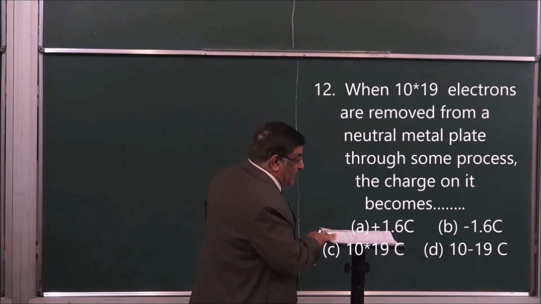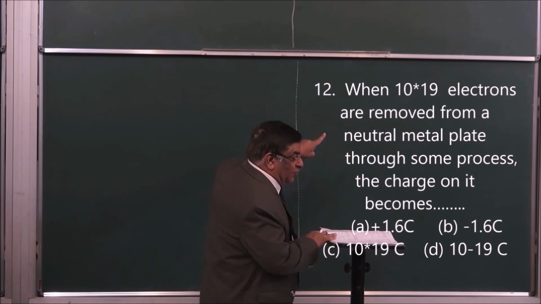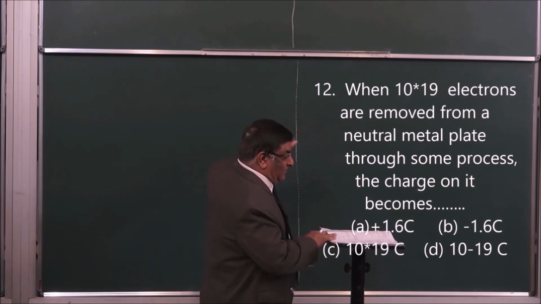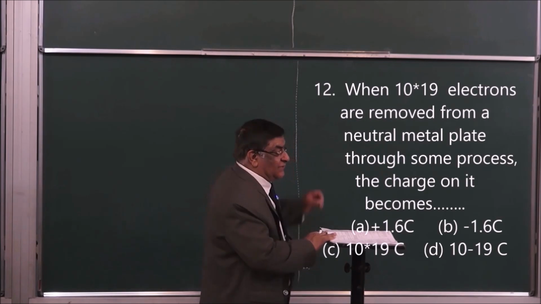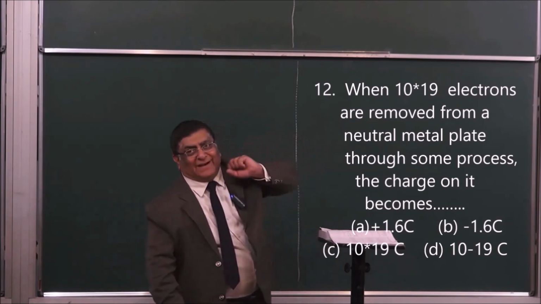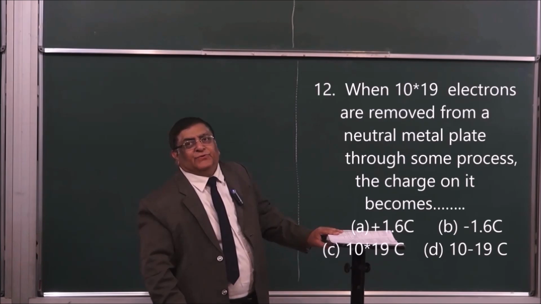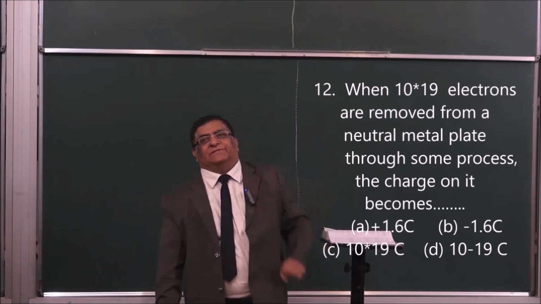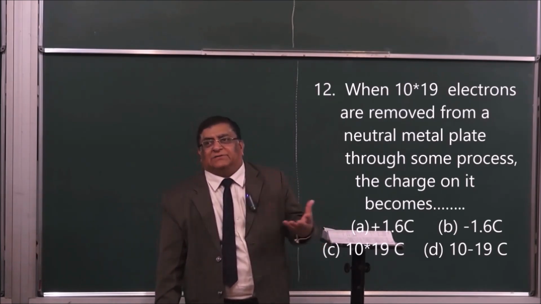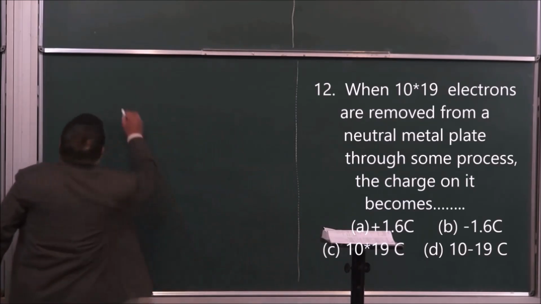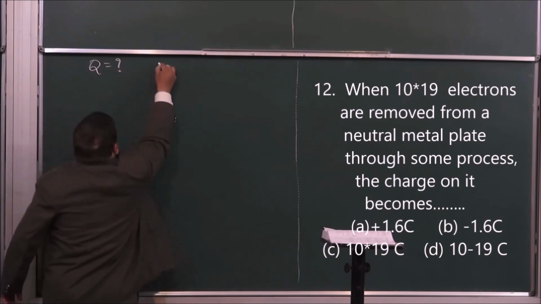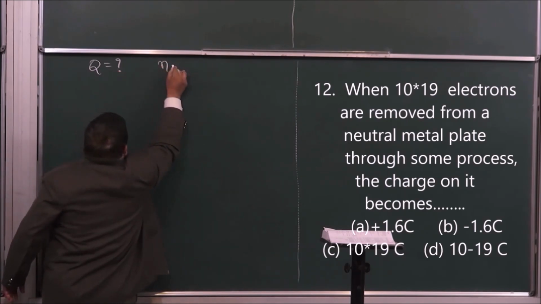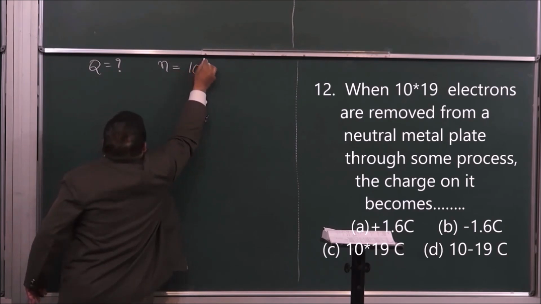See, when 10 to the power 19 electrons are removed from a neutral metal through some process, the charge on it becomes what? What is the charge that the metal will have? Okay, so what are the quantities involved and what is asked from us? What they are asking is charge. What is given to us? The number of electrons, 10 to the power 19.